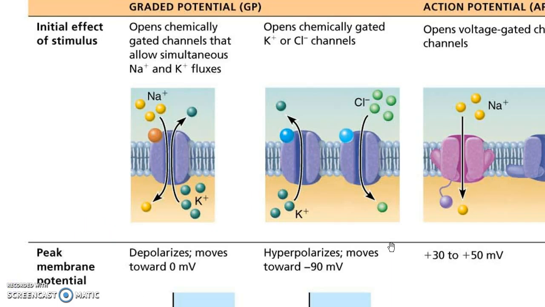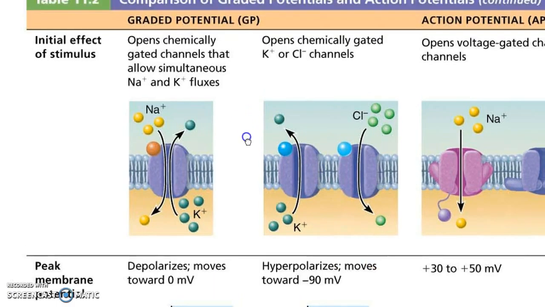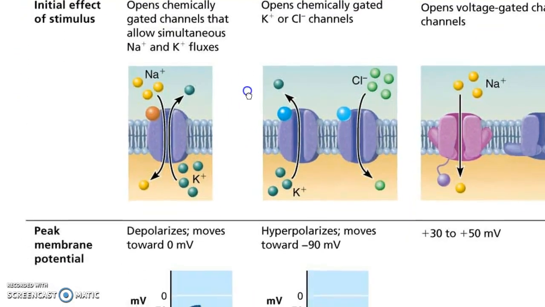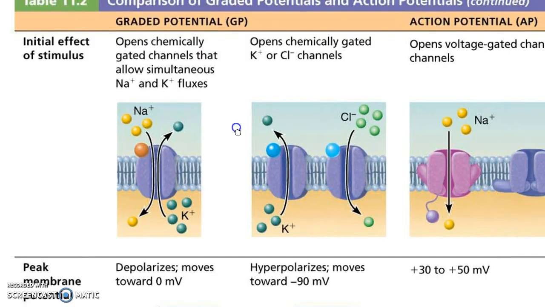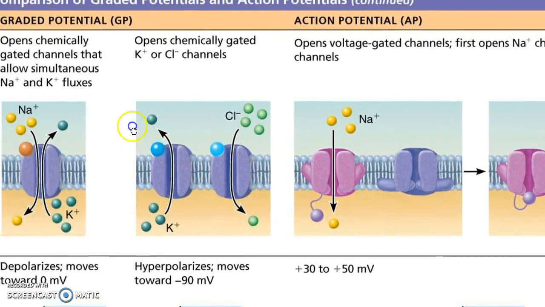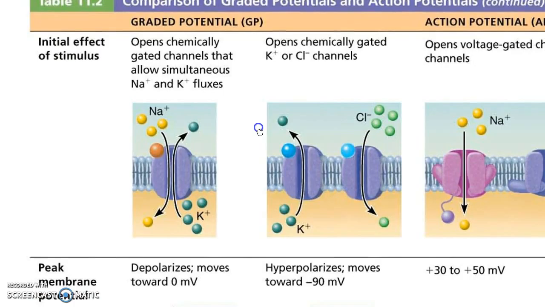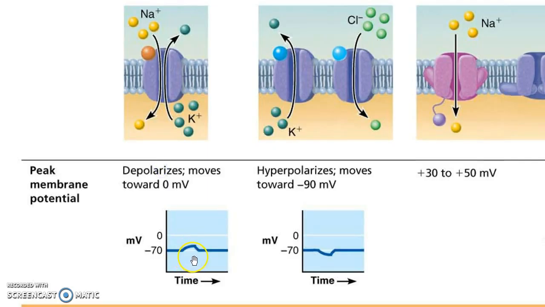So in your textbook, you have this table, table 11.2, and it shows you graded potentials and action potentials. With regards to the graded potentials, the initial effect of the stimulus. If we have an excitatory, both sodium and potassium gates are open by a ligand neurotransmitter, but more sodium enters than potassium exits, and you get depolarization. So you have a positive deflection.